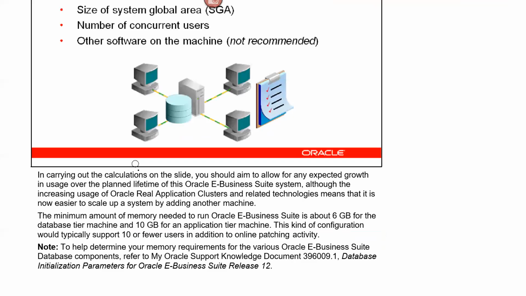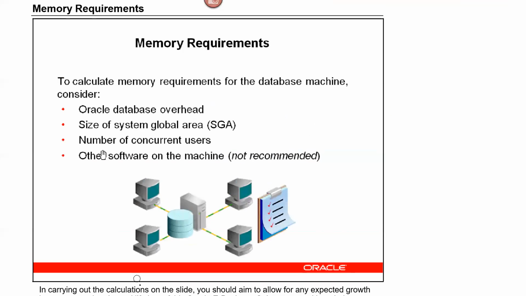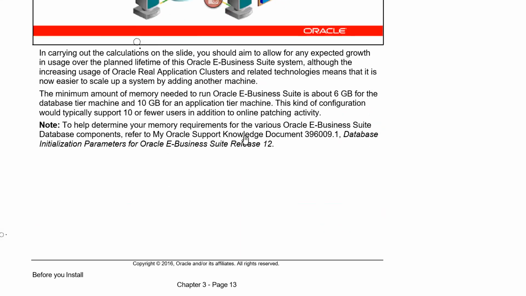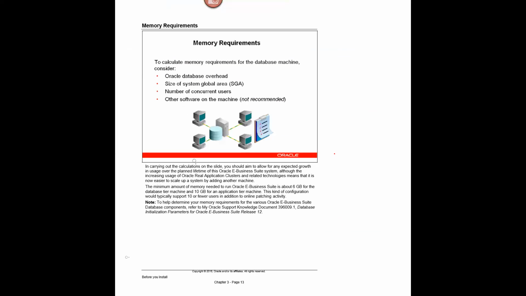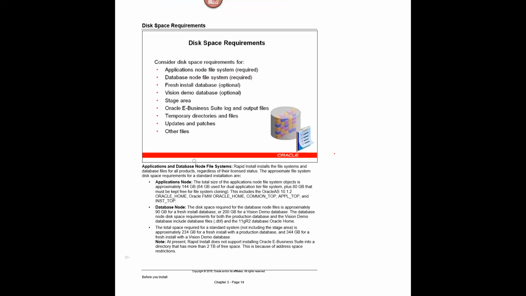Even the memory requirements, the SGA, system global area, all depend upon the Oracle database, the size of the system global area, the number of concurrent users, and other software on the machine, which is not recommended, but you need to consider it. The minimum memory needed to run Oracle E-Business Suite is 6 GB for the database tier and 10 GB for the application tier. That's why I told you 16 GB RAM. But in real time, it is not like that. For you, at home, you can use 16 GB, but in a real company, the place where I'm working, it is 256 GB RAM. It all depends upon the different activities.